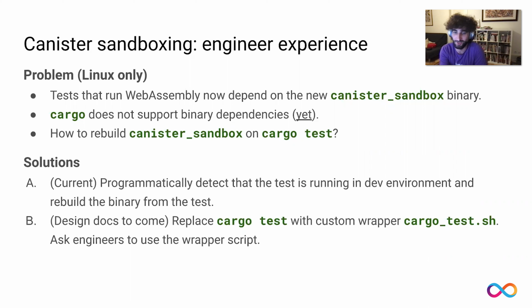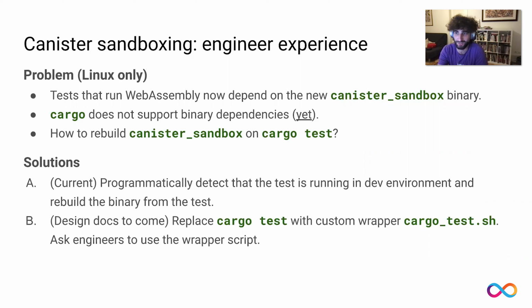We're using some features in the sandboxing that need some tweaks to also work on Mac OS. So at the moment, if you're writing tests on Mac, everything will be the same. If you're running them on Linux, you'll see these changes. Any tests that actually run some WebAssembly will need to have this Canister Sandbox binary built to run the test. This is the executable that we actually run in the Sandbox process. And Cargo, the Rust build system, which we use, doesn't actually have support for that at the time.